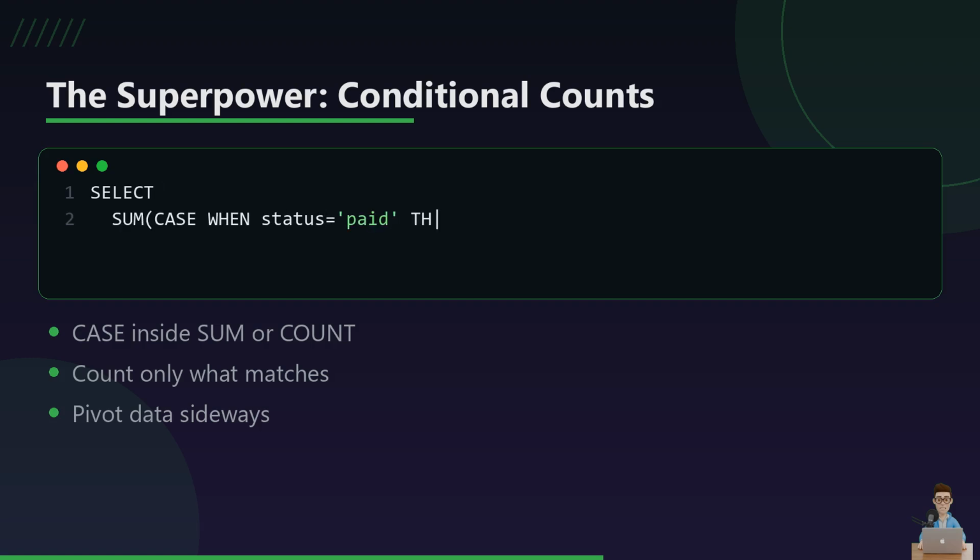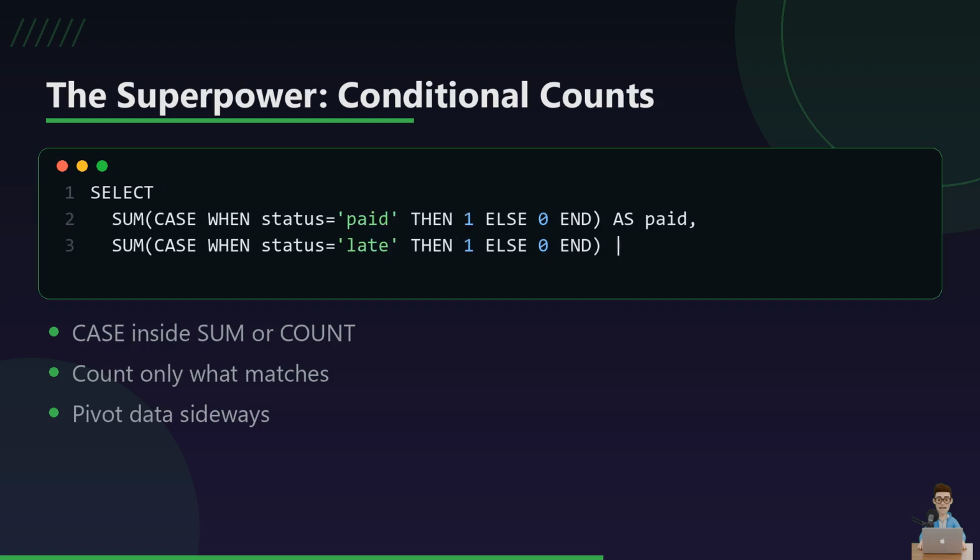This is where CASE goes from handy to genuinely powerful. Drop it inside SUM and you get a counter that only ticks up when the condition is true. So one query gives you paid invoices and late invoices as separate columns side by side. Honestly, conditional aggregation is the most underrated thing in SQL and this pattern alone earns its keep.